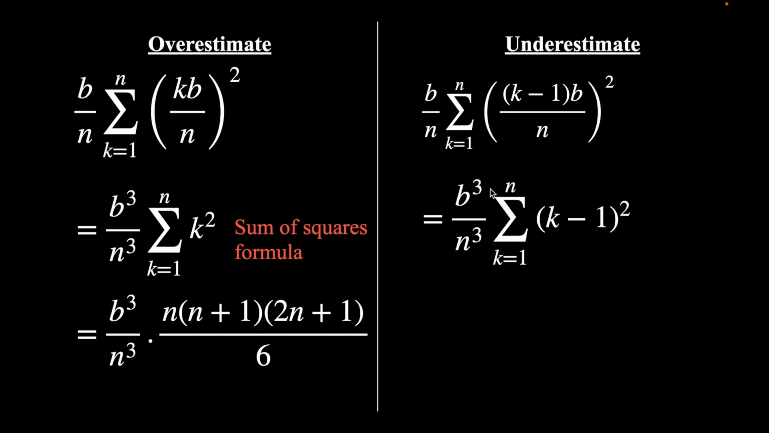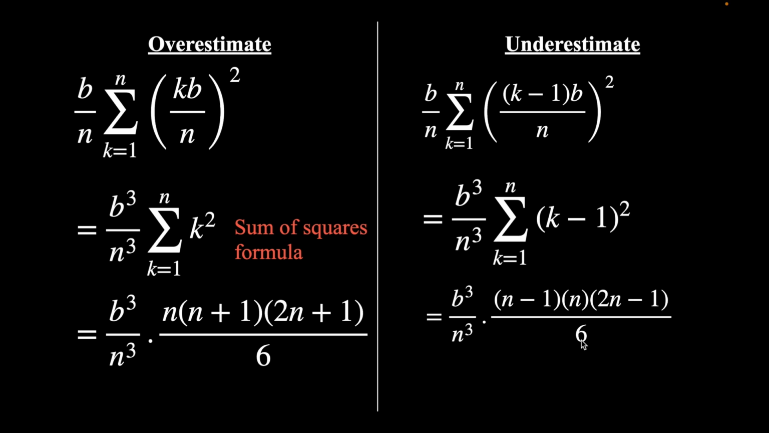We can factor out the b cubed over n cubed, and we have the sum of (k+1) all squared, which we can use basically the same formula. It looks a little bit different, but it's basically the same thing. We get the sum of (k+1) all squared equal to n times (n+1) times (2n+1) over 6. Okay, so we have these two expressions for the overestimate and underestimate.